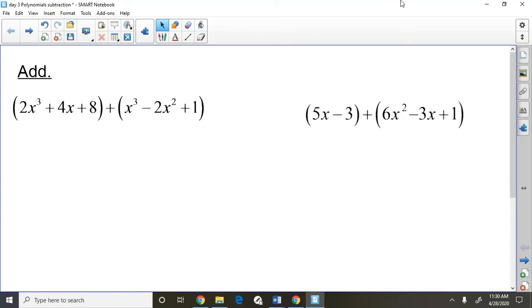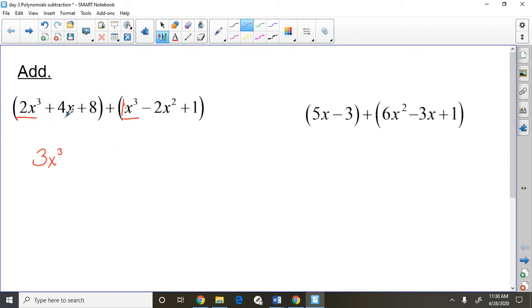For today, we're going to learn about subtracting polynomials, but in order to subtract, we first are going to do a quick review of adding polynomials. When we add polynomials, we say that we combine like terms, and like terms have to have the same variable and the same exponent. So if I look at this first example, I have a 2x cubed and a 1x cubed. Don't forget that when there's no coefficient written, that's 1. So I have 2x cubed plus 1x cubed for a total of 3x cubed. You're adding the coefficients and the exponent does not change.